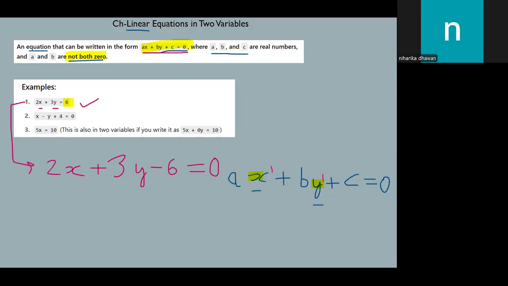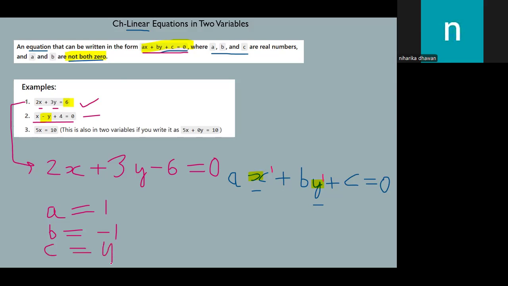Here the second example is x minus y plus 4 equal to 0. This equation is already in the form of ax plus by plus c equal to 0. Here we will have a equal to 1, b equal to minus 1. Why? Because we have minus y. If I compare this minus y with by, we will get b equal to minus 1, and c equal to 4.